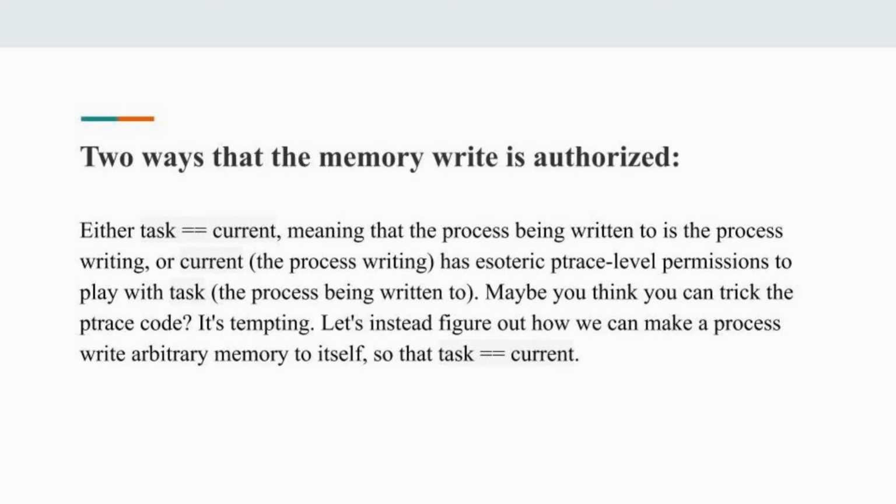So within that code, if you take a look at it, task == current, meaning that the process being written to is the process writing, or current. The process writing has esoteric ptrace-level permissions to play with the task, the process that's being written to. So maybe you can think of a trick. Maybe there's a way to trick the ptrace code, but let's try to figure out how we can make a process write arbitrary memory to itself, so that task == current.